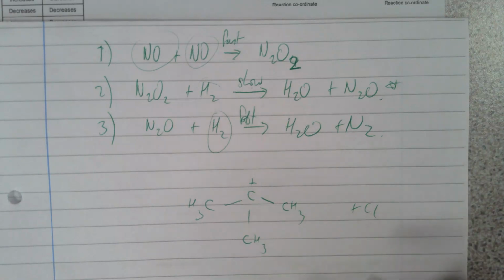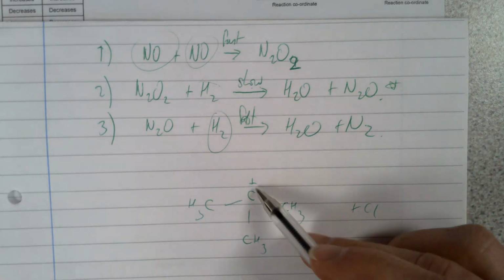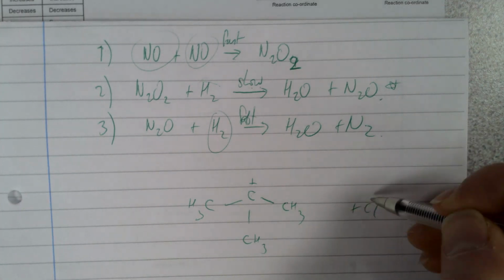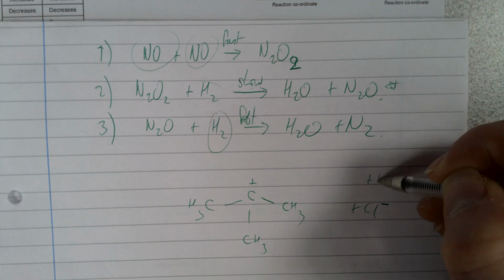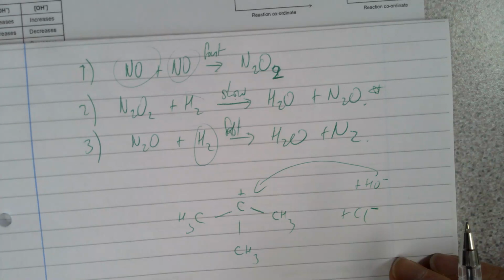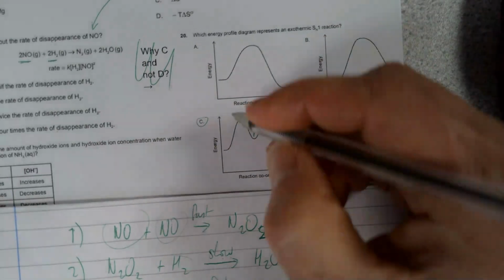The first stage of that reaction is losing that chlorine, which is going to take a lot of energy. The second stage is the hydroxide then attacking it. Well, it kind of makes sense that that process is going to have a pretty low activation energy, because no bonds are being broken in that second stage. So that's why it's C and not D.